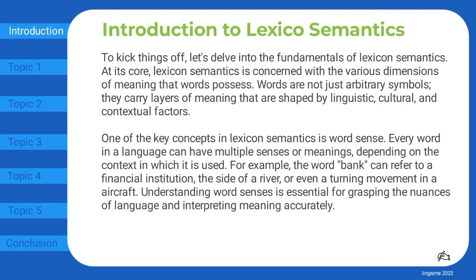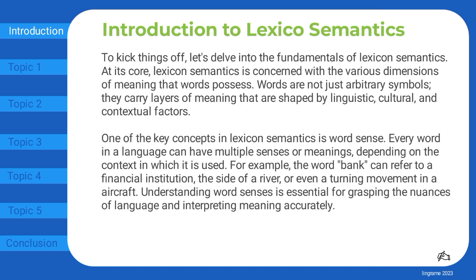To kick things off, let's delve into the fundamentals of lexicon semantics. At its core, lexicon semantics is concerned with the various dimensions of meaning that words possess. Words are not just arbitrary symbols. They carry layers of meaning that are shaped by linguistic, cultural, and contextual factors.